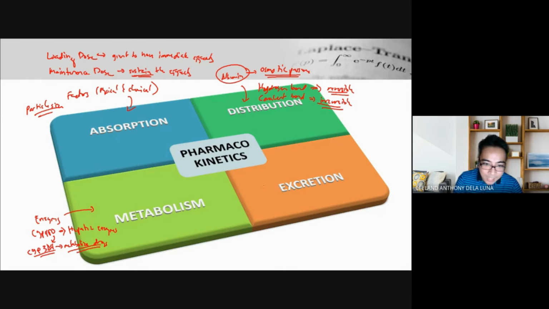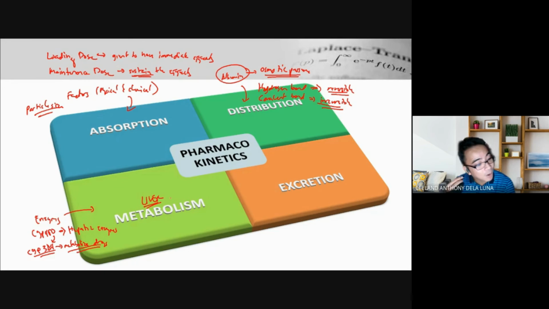Lastly, class, would be excretion. Obviously, the main organ for metabolism is the liver. But I'm not saying that only the liver metabolizes our drugs. Kidneys can metabolize drugs. There are enzymes in our blood that can metabolize drugs. It just so happens that the major site of drug metabolism is the liver.